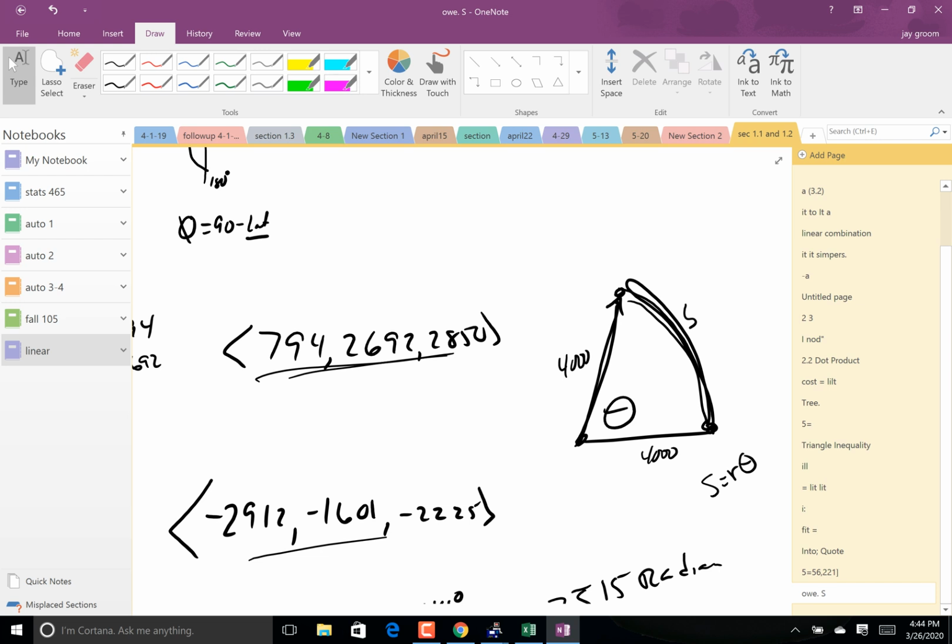All right, well, I think that's it for section 2.1 and 2.2. I think it should be fairly self-explanatory. Again, as always, if you have questions, send me an email.